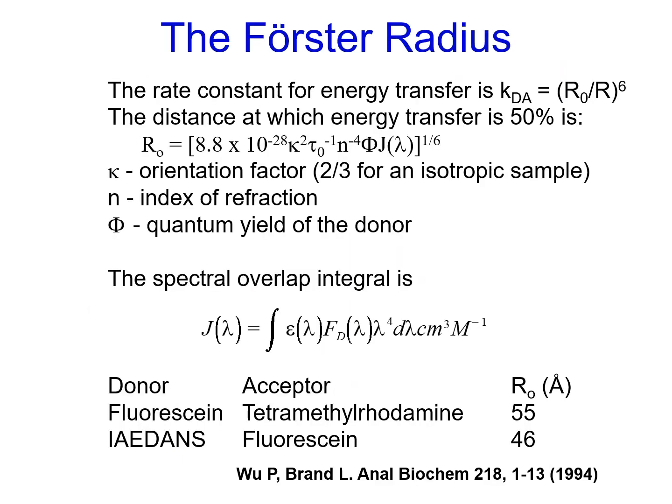The FRET distance dependence can be expressed compactly as the ratio of R0 over R to the sixth power. R0 is the distance where 50% of the energy is transferred from donor to acceptor. It is known as the Forster distance. The definition of the Forster distance includes the quantum yield, the observed lifetime, an orientation factor, kappa, and the spectral overlap integral, J. Typical Forster distances for useful FRET pairs range from 20 to 80 angstroms.